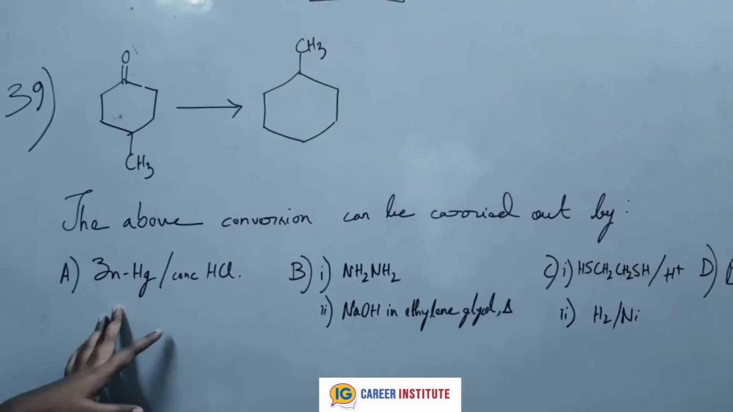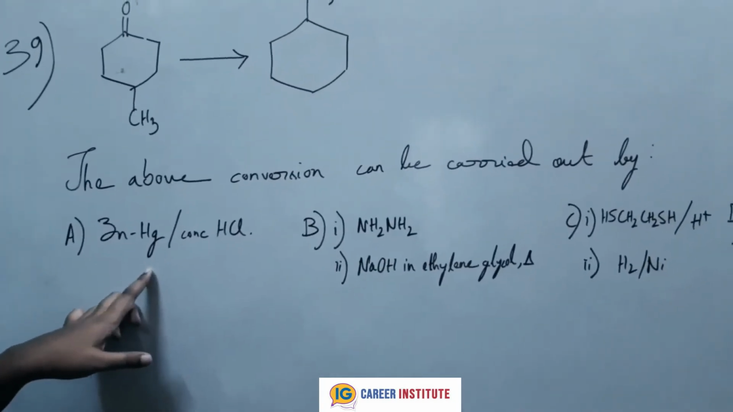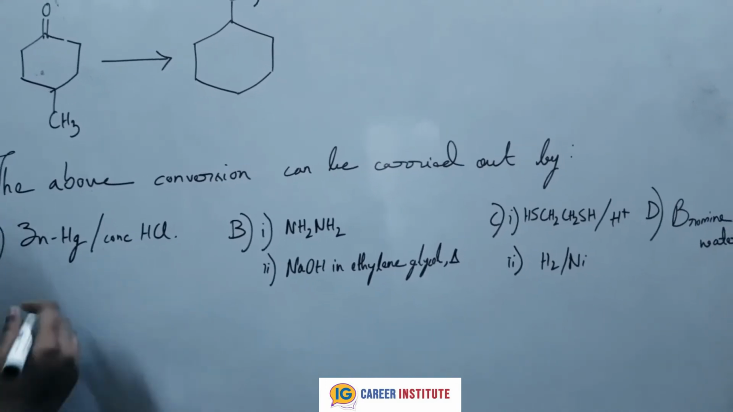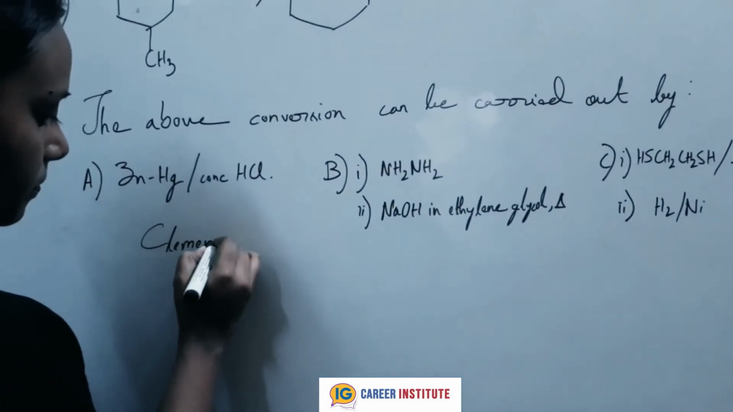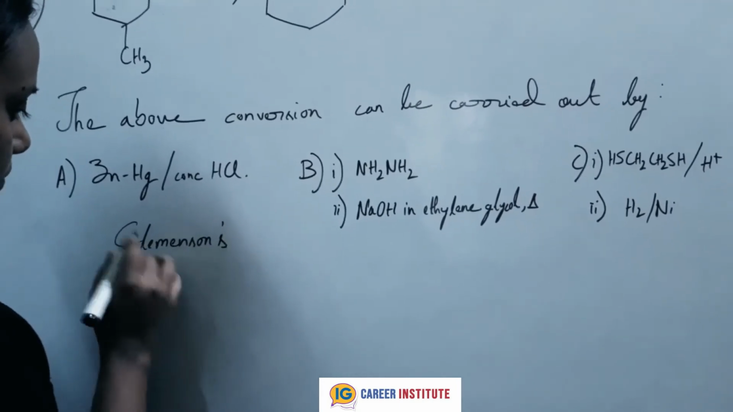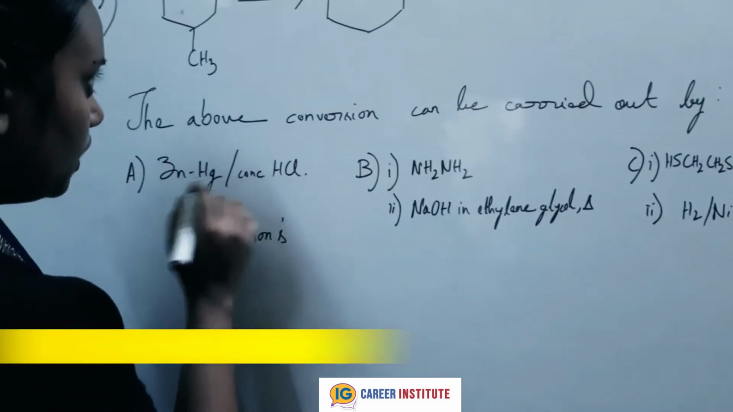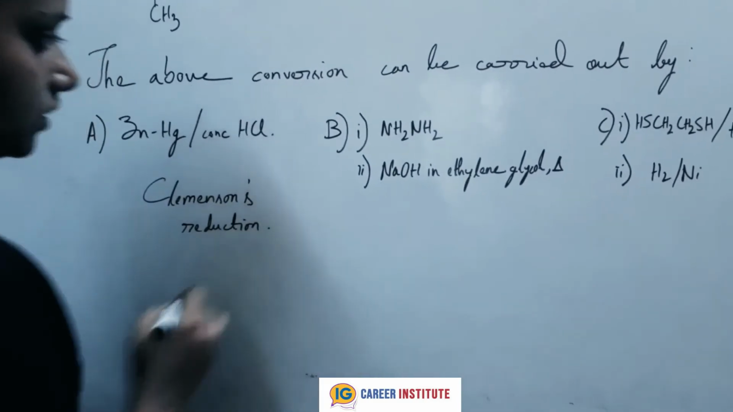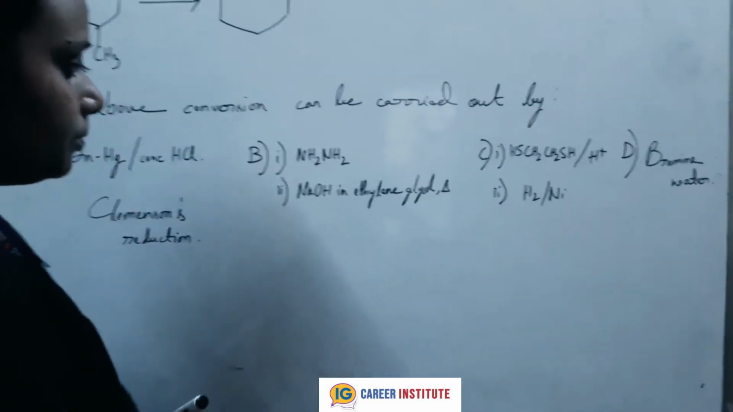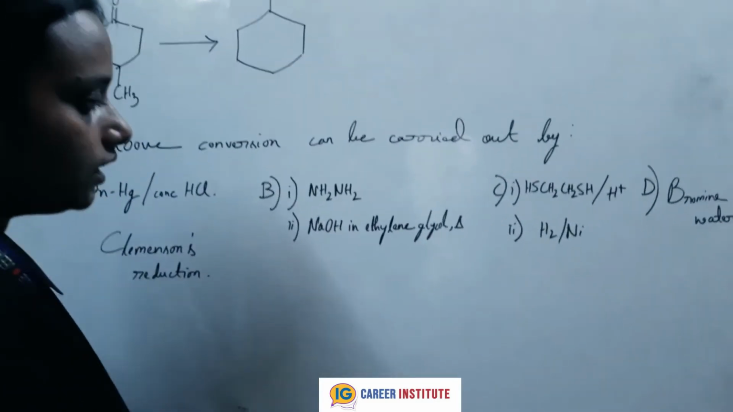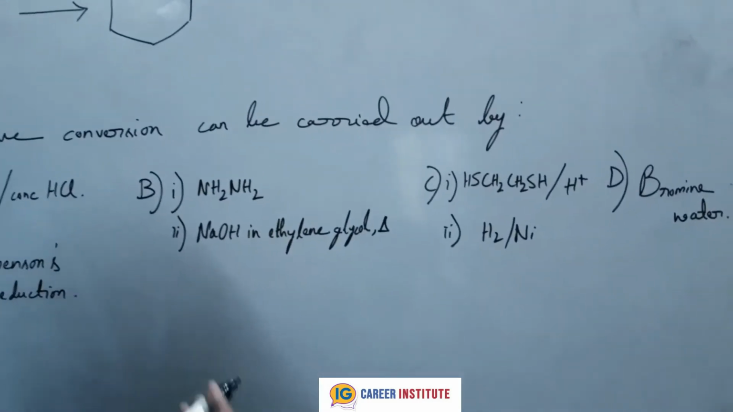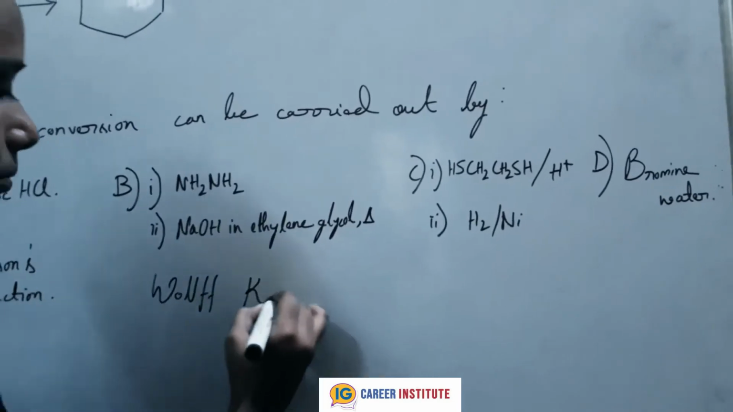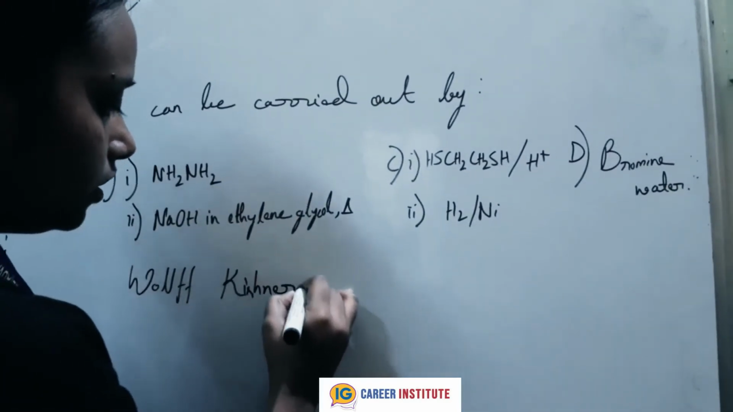The first condition given to us is zinc mercury couple in presence of concentrated HCl. This is the condition for which reaction? Clemmensen reduction. So with the help of this reagent we can carry out the above reaction. The next condition given is hydrazine in the first step, and in the second step sodium hydroxide in ethylene glycol. This is the condition for Wolff-Kishner reduction, and this also can help us carry out the above process.